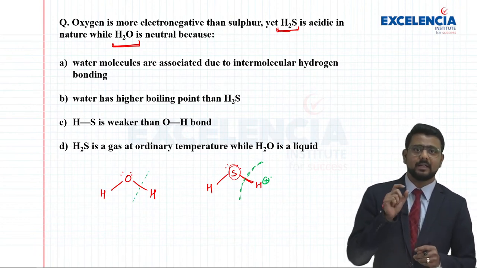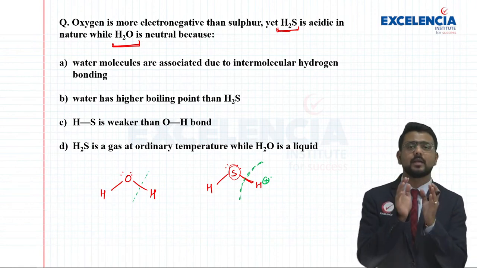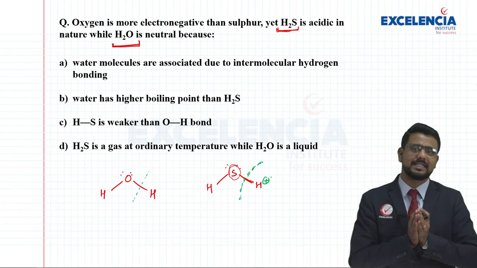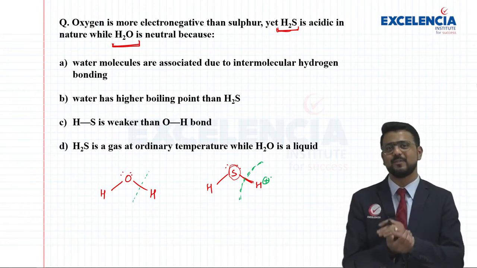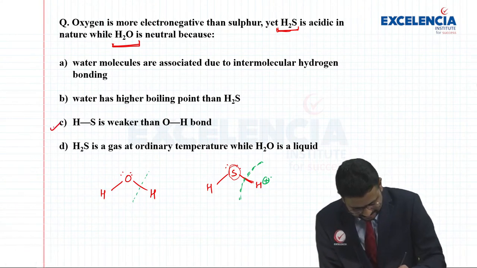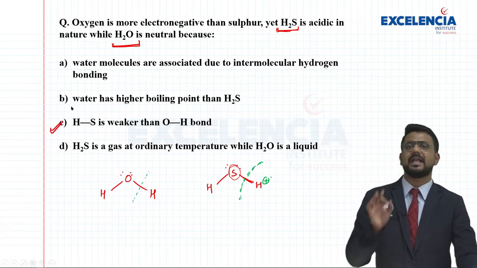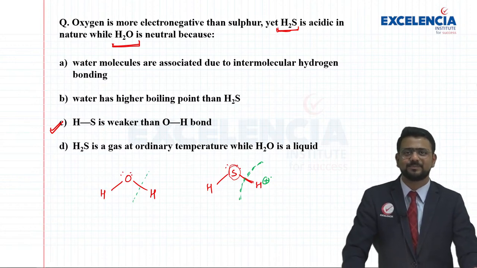So we can say that H2S will be able to furnish H plus ions easily. Why? Because its bond dissociation energy is lesser. And why is its bond dissociation energy lesser? Because the bond is weaker, isn't it? And that's the reason option C will be your correct answer, that the H-S bond is weaker than the O-H bond, right?